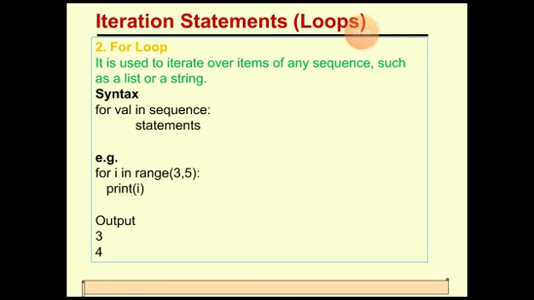But in the case of the for loop, what is there? The for loop is actually used to iterate over any sequence. What are sequences? We have learned before that sequences are sequences of values. They could be lists, strings, tuples, or dictionaries also. So for loops are used for iterating through all of these sequences, such as a list or a string, for example. So what is the syntax for that?